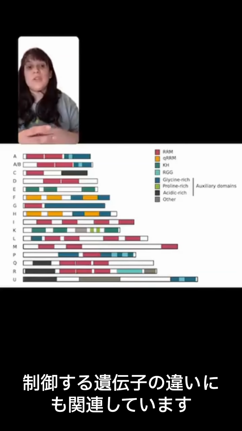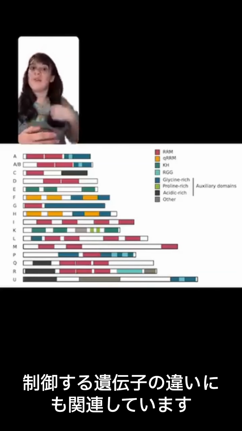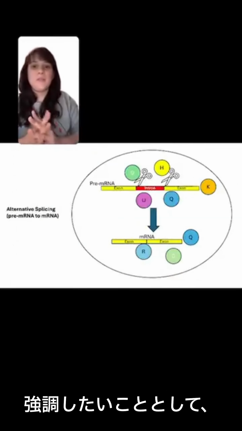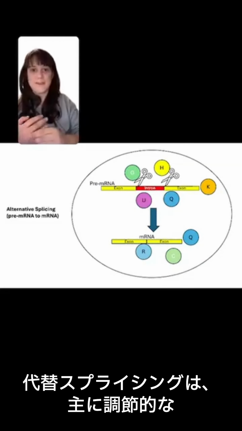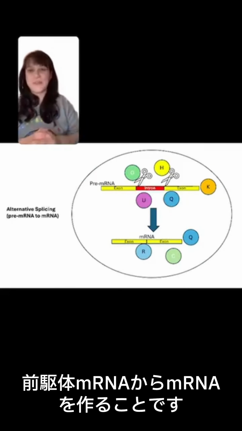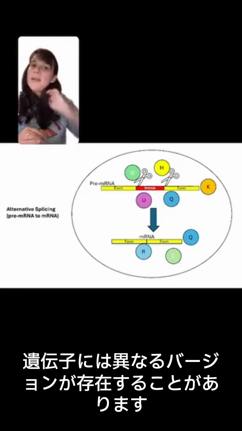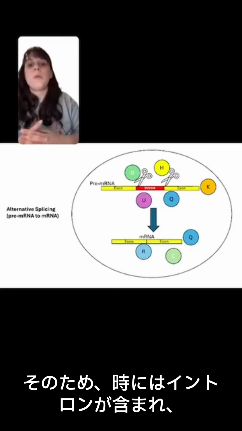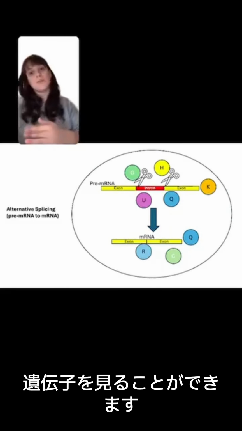But also related to what genes they can regulate, since each one can regulate its own subset of genes. All right, and then I wanted to really highlight alternative splicing. Splicing is taking that pre-mRNA to our mRNA by cutting out those excess introns that are mostly regulatory; we don't really need them. But genes can have different versions as well, and so we can see a gene that sometimes has an intron included and sometimes doesn't.